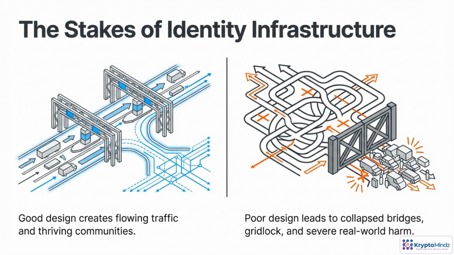Think of identity infrastructure like transportation for your digital economy. When identity is well designed, people, data, and services move smoothly. Users face low friction, regulators get transparency, and businesses unlock growth. When it's poorly designed, you get the equivalent of gridlock and bridge collapses, fraud at scale, exclusion of vulnerable groups, regulatory crises, and broken trust. The stakes aren't just technical, they're economic, social, and political.